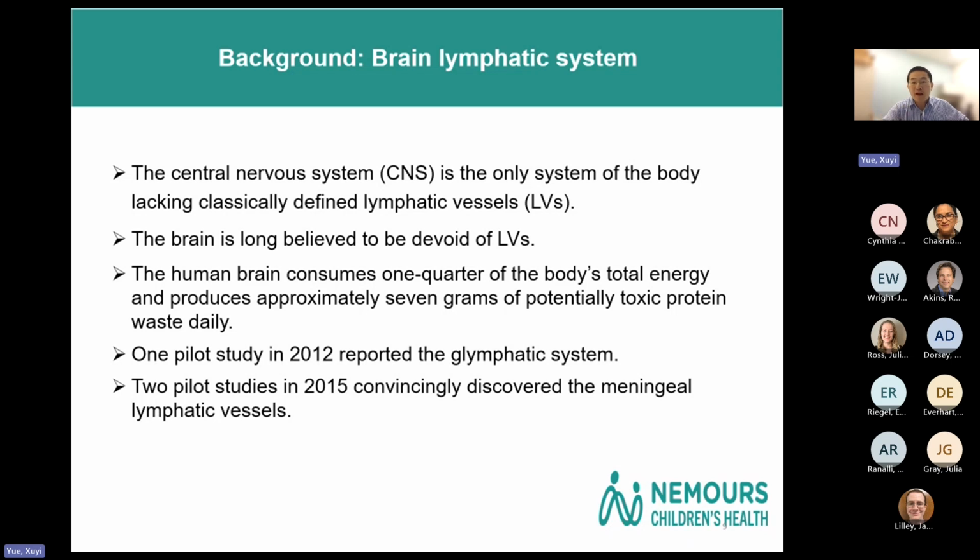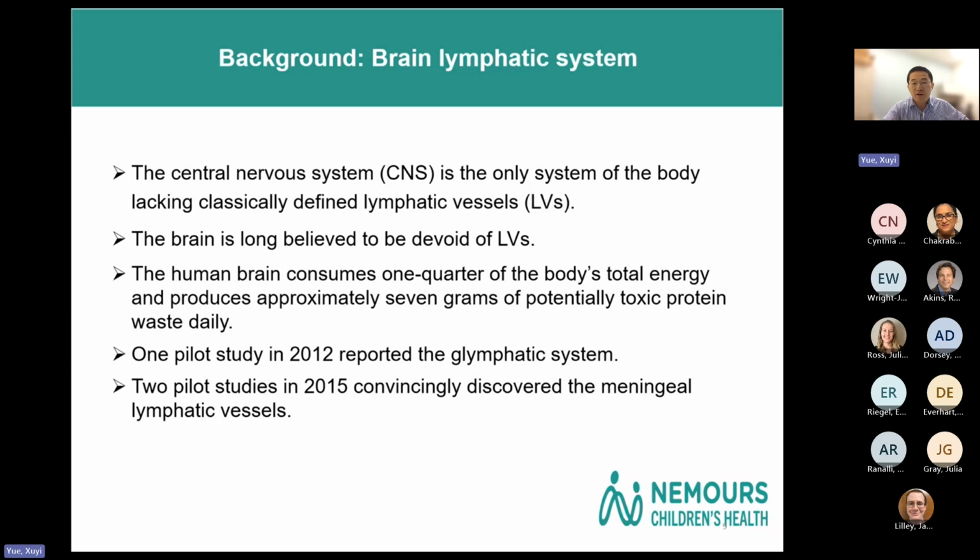There must be a way for the brain to remove waste. How the brain removes the waste is a debate. There are a lot of studies because we know so little. Until most recently, there were two papers: one in 2012, which first reported the lymphatic system.